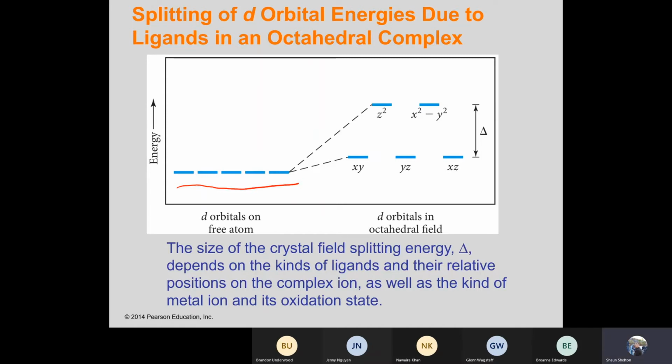The size of the crystal field splitting energy depends on the kind of ligands and their relative positions on the complex ion, as well as the kind of metal ion and its oxidation state. So this is what makes the difference between a strong versus a weak field ligand. We'll rank the ligands in just a minute on the next slide or two, and you'll see how these ligands match up to each other, and it helps us to determine this gap. This delta is a gap, and the larger that gap is, the less likely the electrons are going to be able to go from the bottom 3 to the top 2. So it requires a lot more energy to get up here than where you're down here.